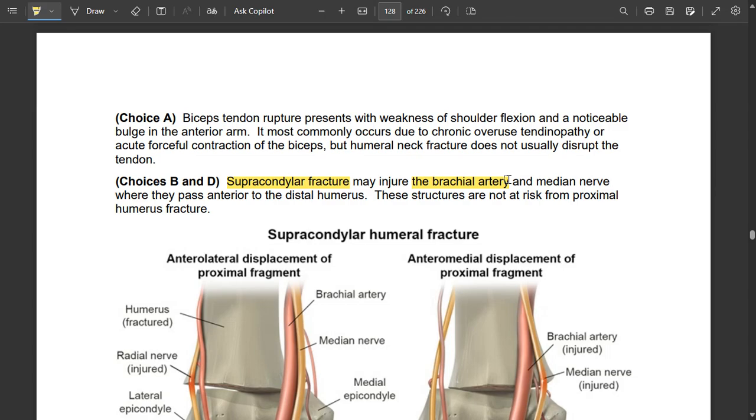These structures are not at risk from a proximal humerus fracture. The brachial artery is the most important artery, and the median nerve the most important nerve, and they pass anterior to the distal humerus. So supracondylar fractures may disrupt them.